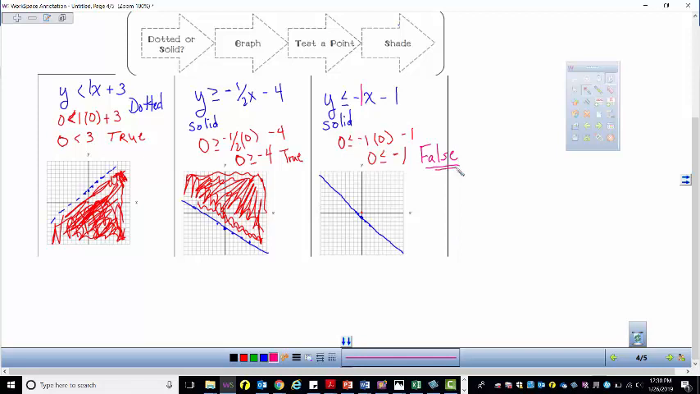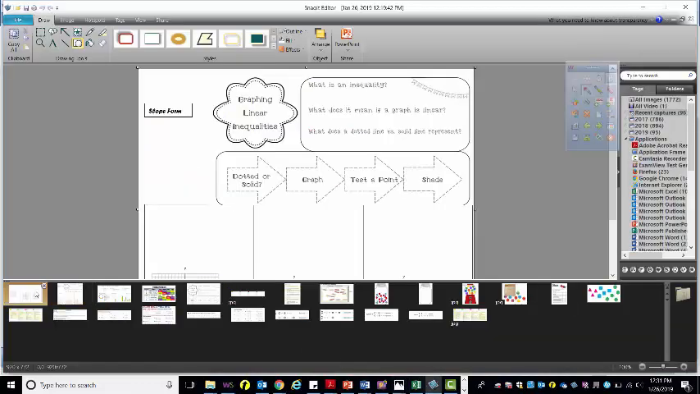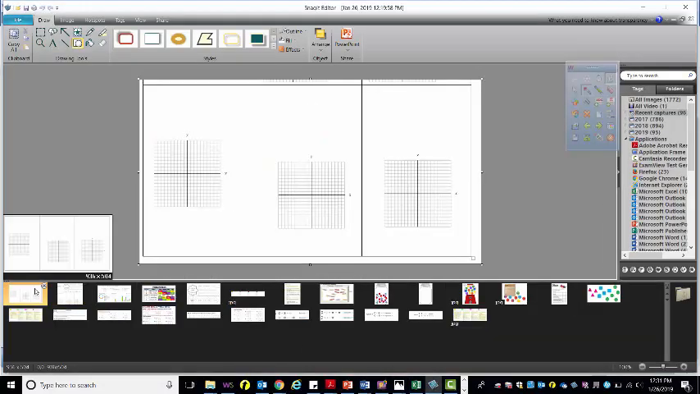This one is false. So when we go to shade, you see 0 is above the line, and because 0 was false, we're not going to shade above, we're going to shade below because 0 was false. Okay, so now we're going to try a couple more. I just have to get the picture of them on the screen.